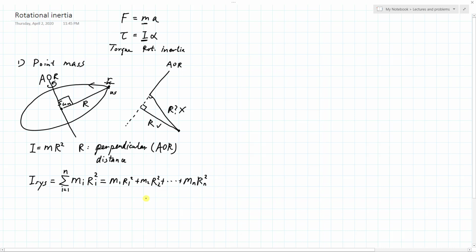All right. So this is relatively easy. Let's see if we have an example.